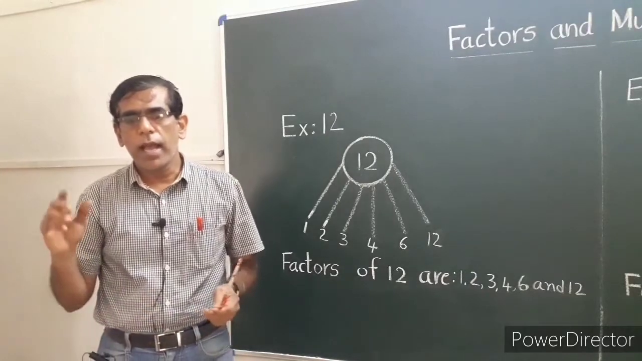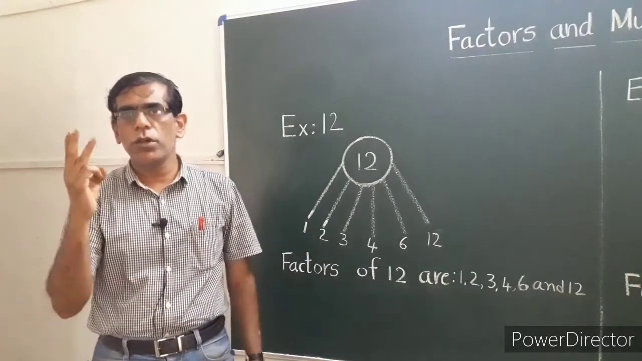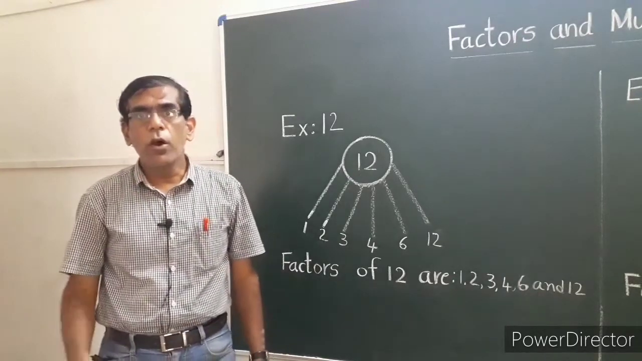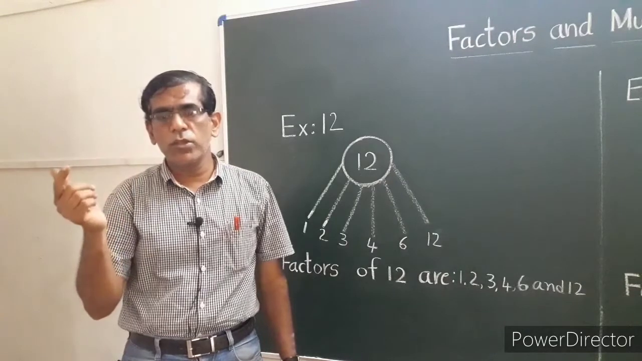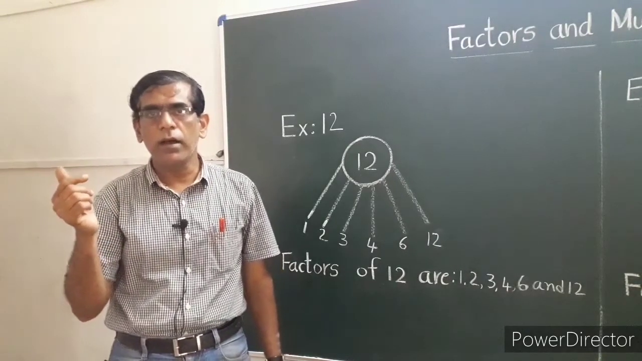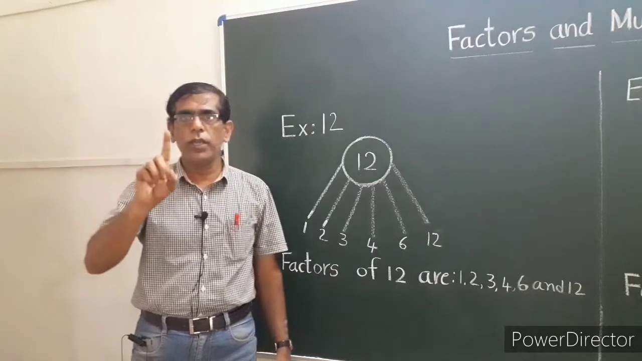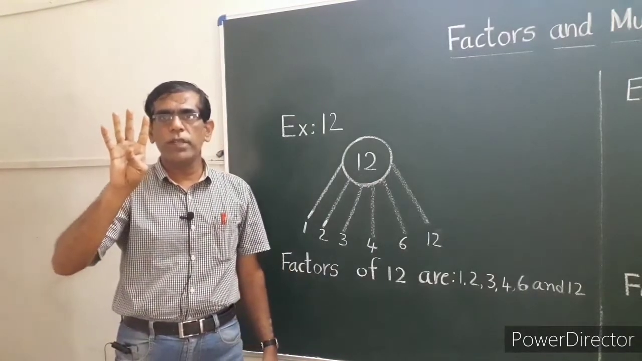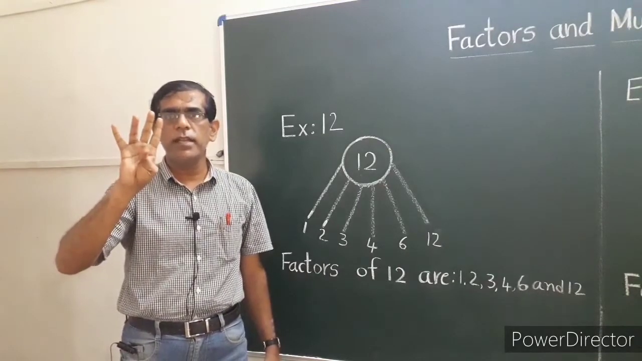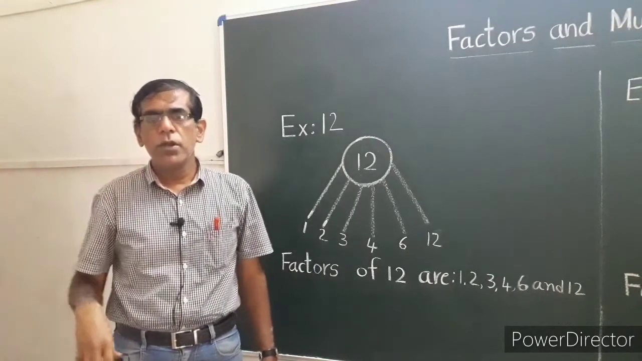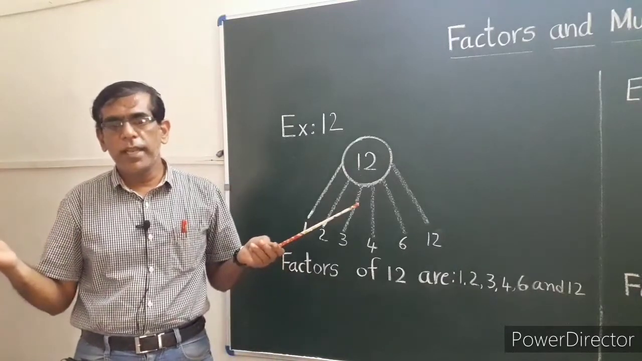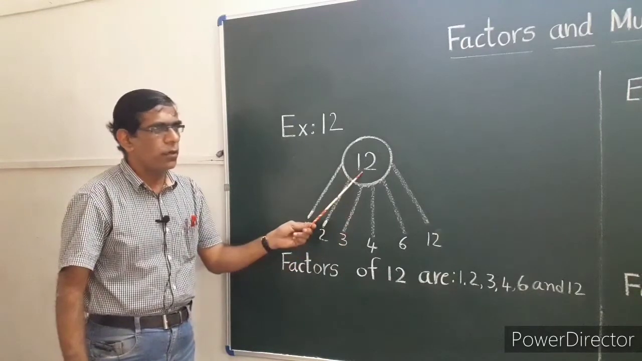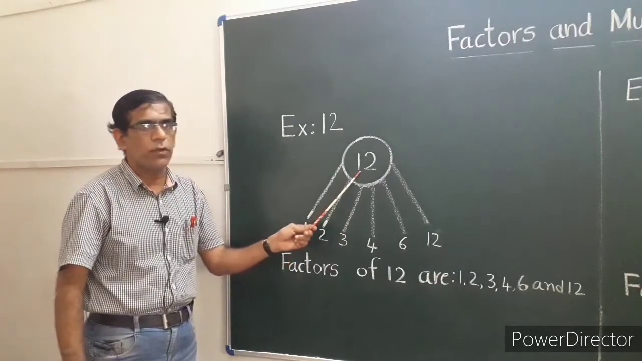This time I give 3 chocolates per child. How many children get these chocolates? 4 children. So 3 plus 3 plus 3 plus 3. So 3 plus 3 is 6, 6 plus 3 is 9, 9 plus 3 is 12. So no chocolates are left. So 3 is also a factor of 12.